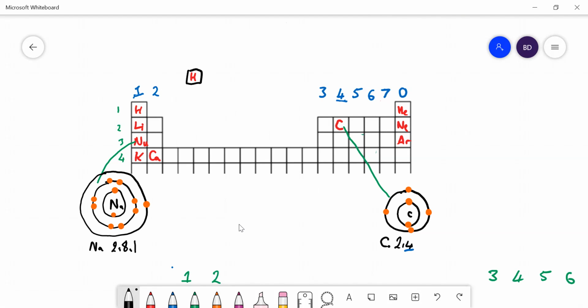So that's good. Right, let's do sulfur here. Right, that's atomic number 16. And it's in group 6, so hopefully it should have 6 electrons on the outer shell. We're going to need 3 shells for sulfur.